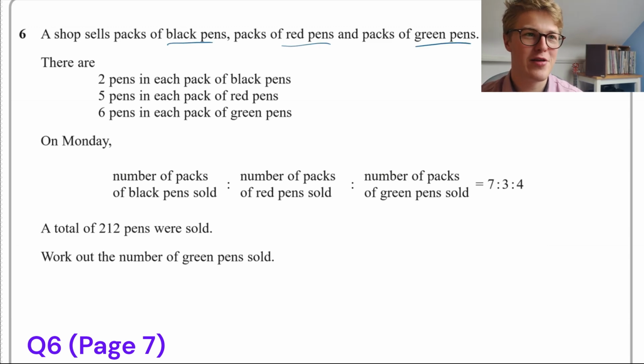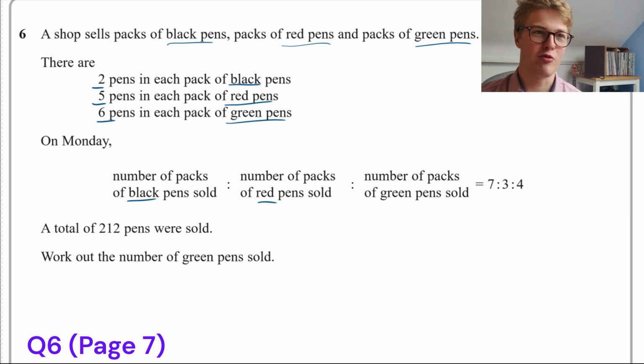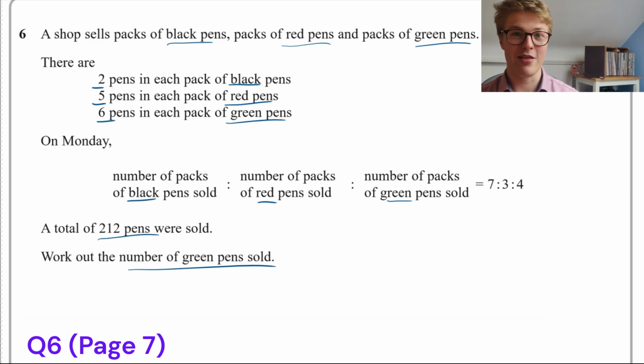There are 2 pens in each pack of black pens, 5 pens in each pack of red pens, and 6 pens in each pack of green pens. On Monday, the number of packs of black pens sold to the number of packs of red pens sold to the number of packs of green pens sold is 7 to 3 to 4. A total of 212 pens were sold. Work out the number of green pens sold.